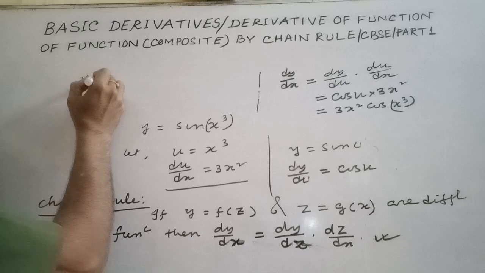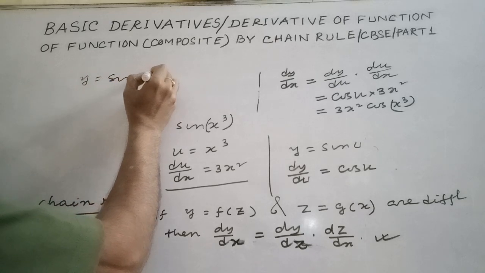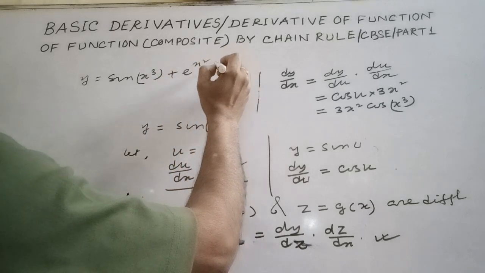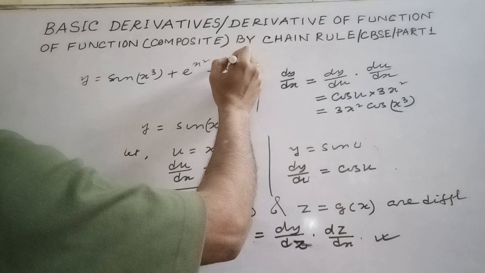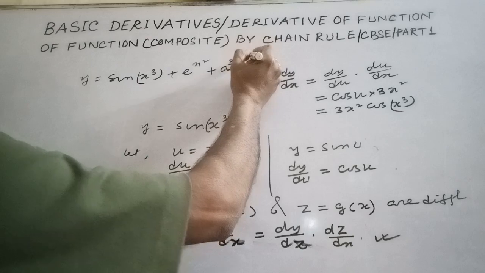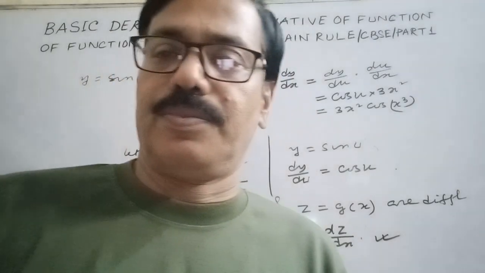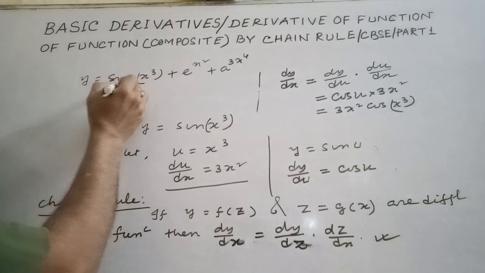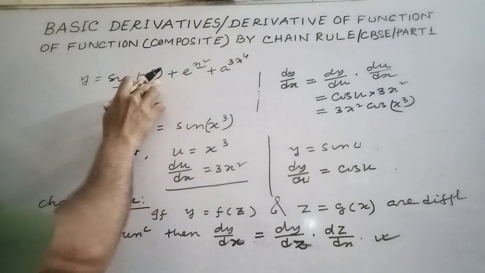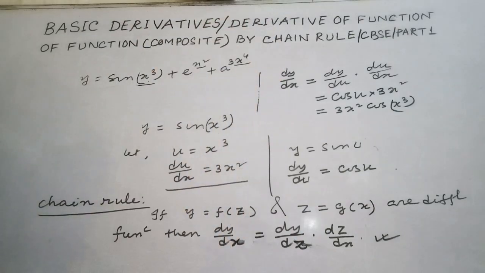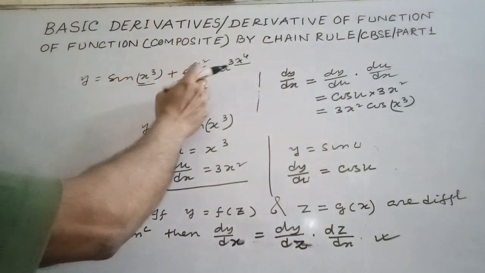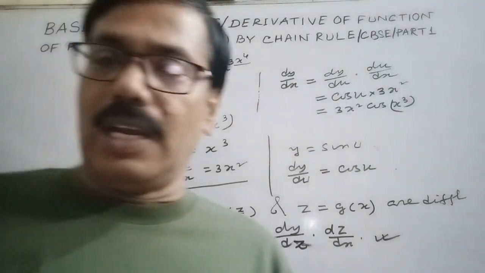So if the function is like this, sine x cube, e to the power x square, a to the power 3x to the power 4, suppose this one. Now the argument is not linear. Here also the argument is not linear. Here also the argument is not linear. In this case, if you take u, v, w, then it will be lengthy.